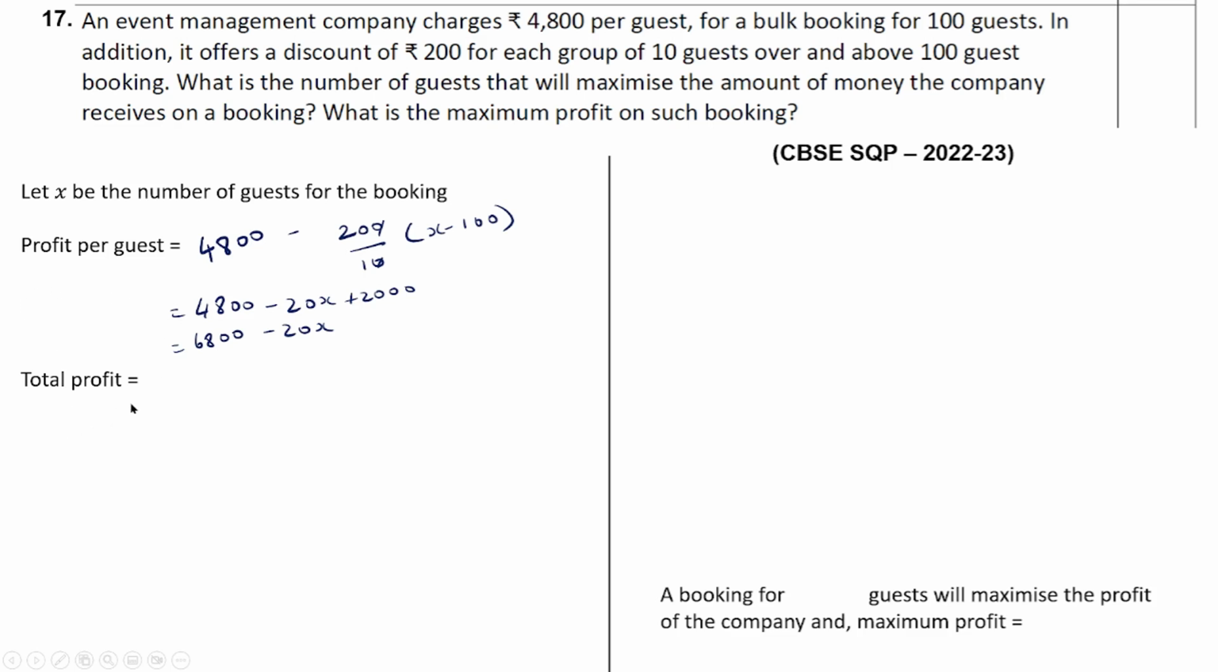The total profit will be the number of guests into profit per guest. We have taken X as the number of guests. So the total profit will be X into 6,800 minus 20x.